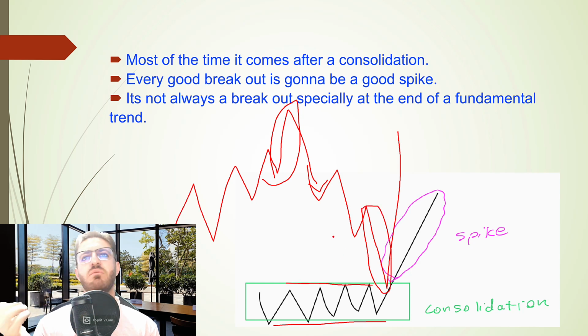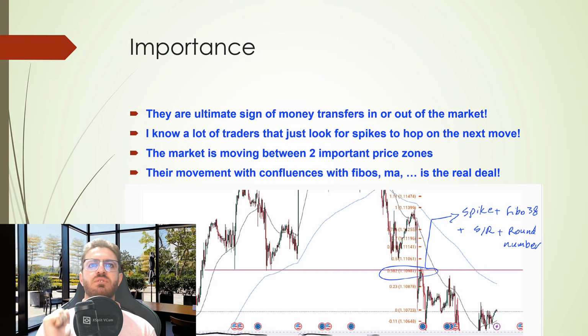So all the time it's not a breakout, and sometimes it's just trapping other traders. SPIs are important because they are the ultimate sign of money transferring into the markets or out of the markets. I know a lot of traders, they are just momentum traders. They look for a spike and they try to hop on that movement after a pullback, especially after big news.